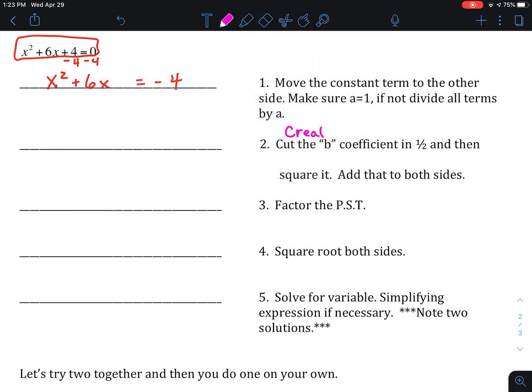Okay? Step number 2, create the PST. How do you create the PST? Well, what you're going to do is you're going to cut the b coefficient in half and then square it. So we're going to kind of undo what we do with that shortcut when we square a binomial. Remember how we double it and then we square the last term? So we're actually going to do kind of that in reverse, okay? So we're going to cut the b term in half and then we are going to square it.